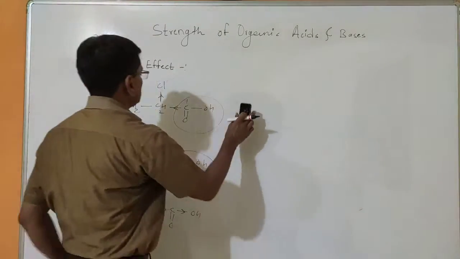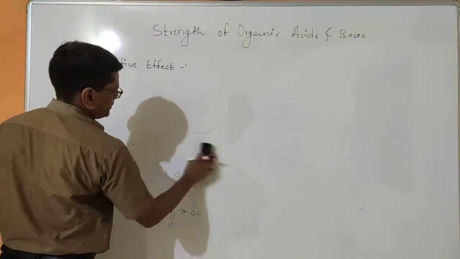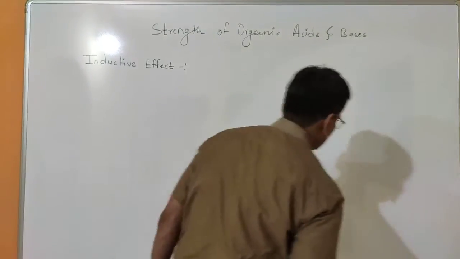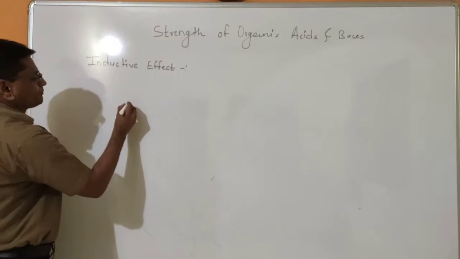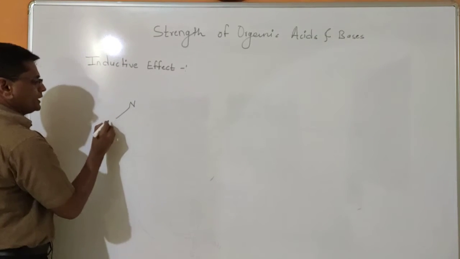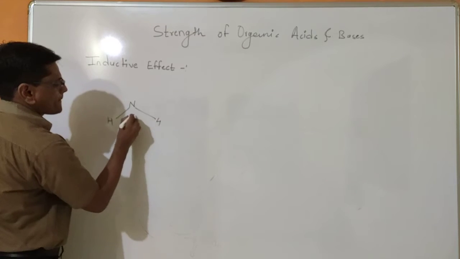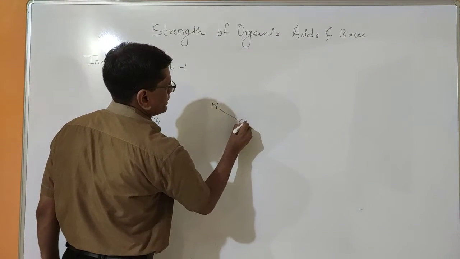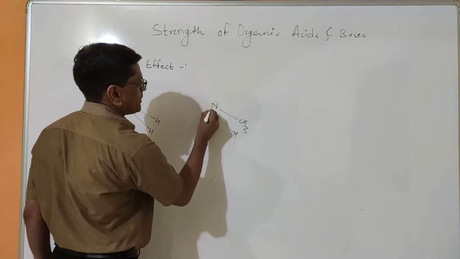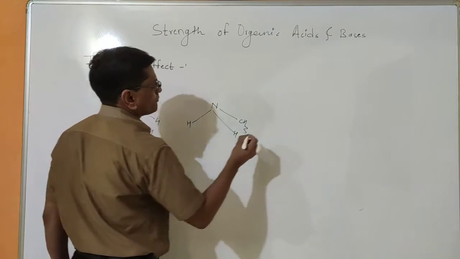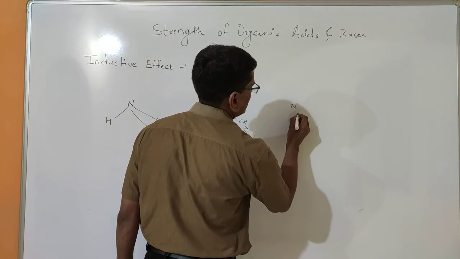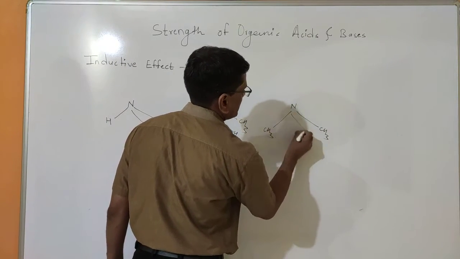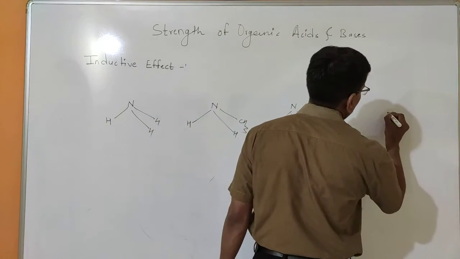Now come to another example. Now come to the basic molecules. Ammonia, then methylamine, or this is also called the primary amine, then the secondary amine, or this is also called dimethylamine, and the tertiary amine or trimethylamine.